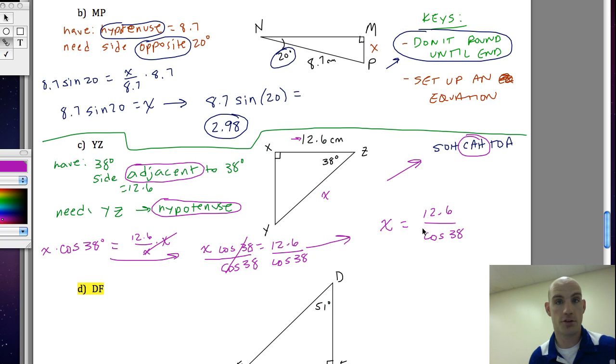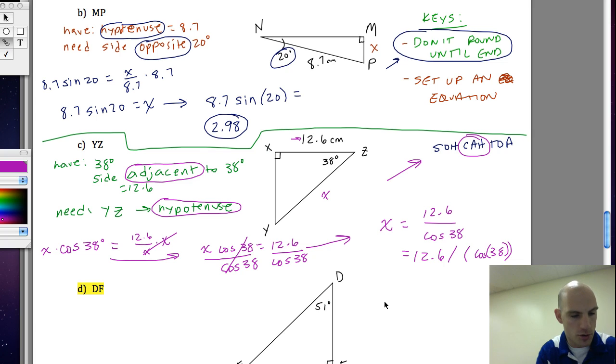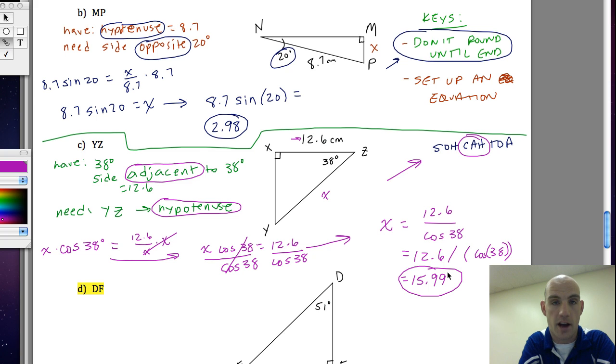This looks like something I could put into my calculator, so I'm going to type it in as 12.6 divided by parentheses cosine 38, and there's parentheses around that too, so I close them both. 12.6 divided by cosine 38 equals 15.98999. You see how this works?